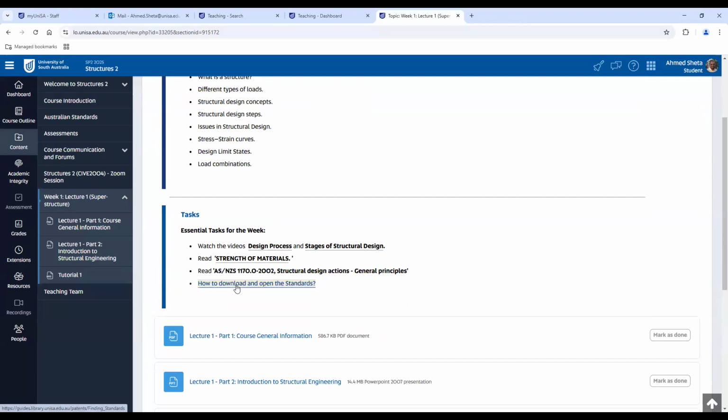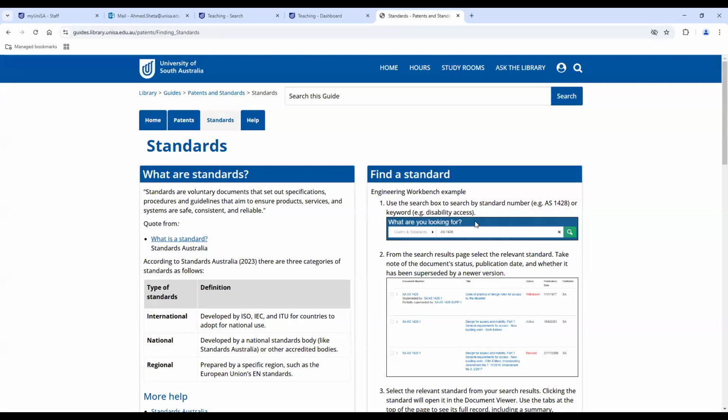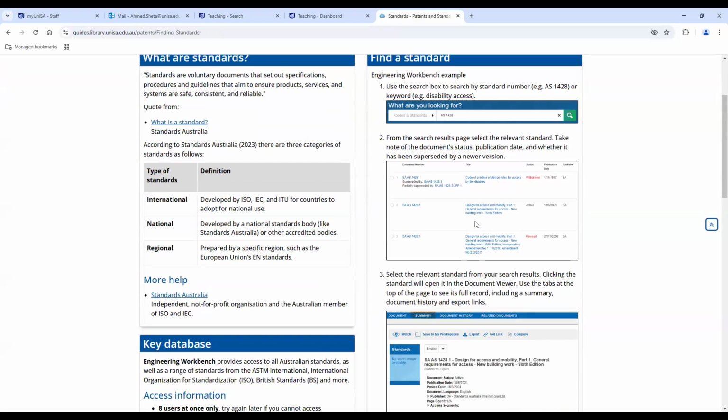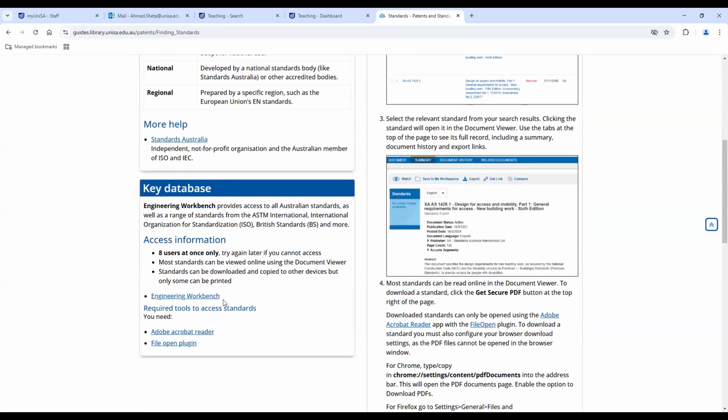And again, here is another source of how to download or access the standard. The standard this year will be accessed using the Engineering Workbench database. If you used the standard last year, it was with a different provider, so this year it has been changed to Engineering Workbench. Just try to access the standard, and if you have any issue with that, just contact me and I will try to help.